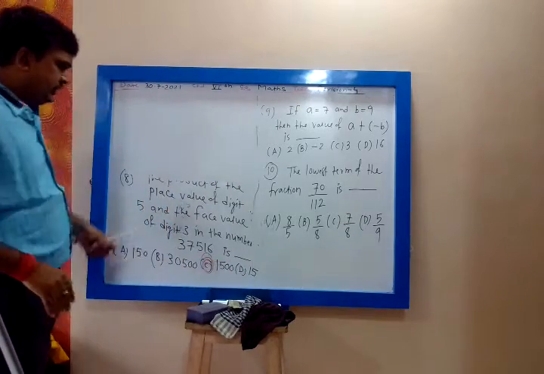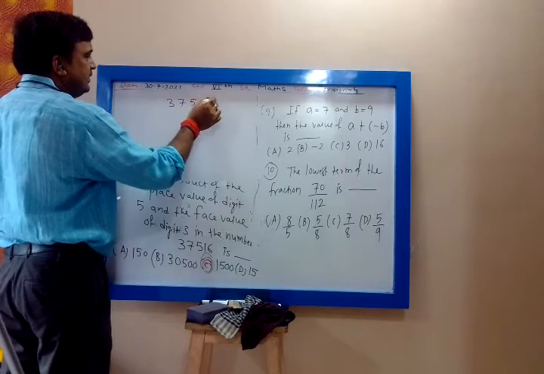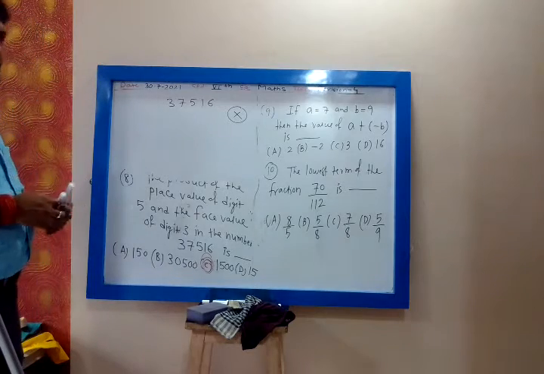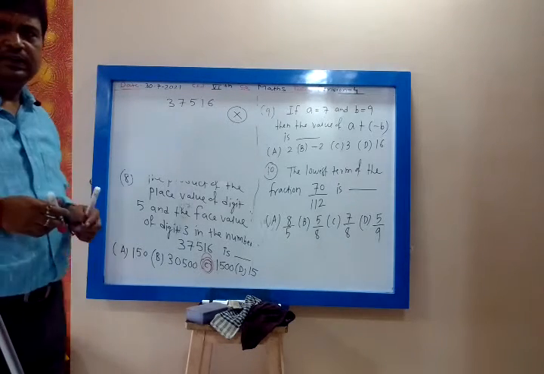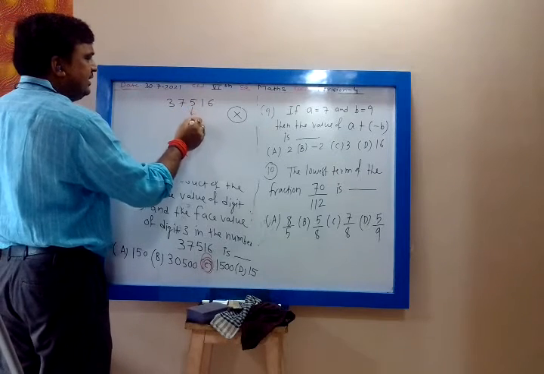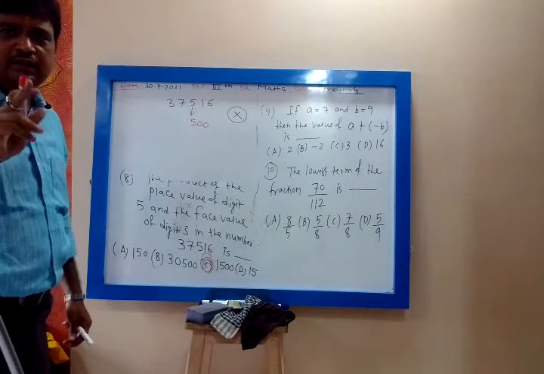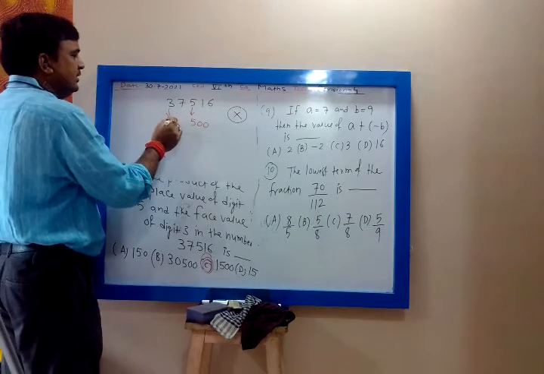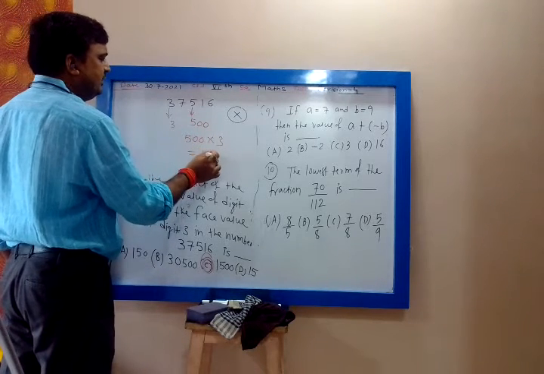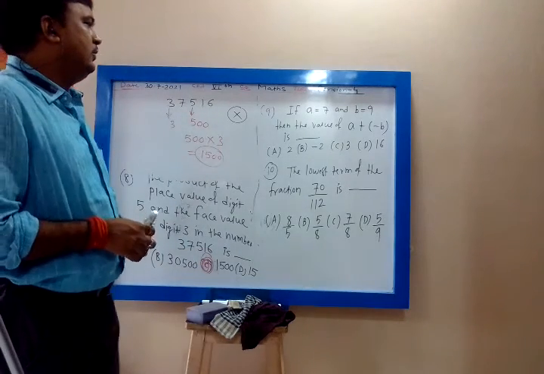Okay. Now let us see 37516. Product means multiplication. Bhavesh C. Okay. Chalo. The place value of digit 5 is 500. And the face value of digit 3: the face value of any digit remains same. So 3 will remain 3 only. So product, 500 into 3. Product means multiplication, that is 1500. So the correct answer is C. Option C. Very good. Go for next, 9th one.